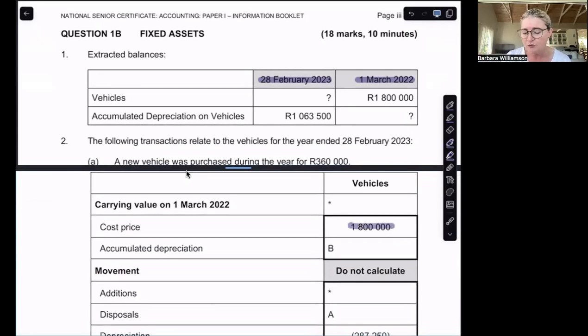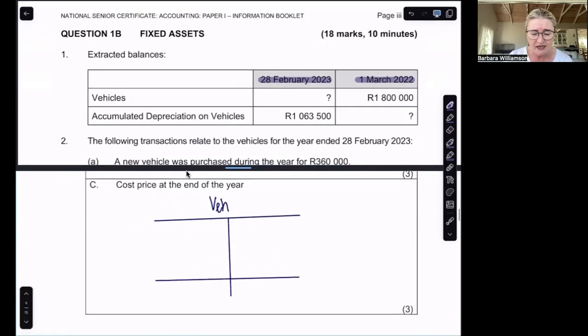We can see that the cost price at the beginning was 1.8 million. So we can use that in the vehicles account at the beginning. Why did I put it on the debit side? Well, obviously vehicles is an asset account. And remember, assets will increase on the debit side and decrease on the credit side.